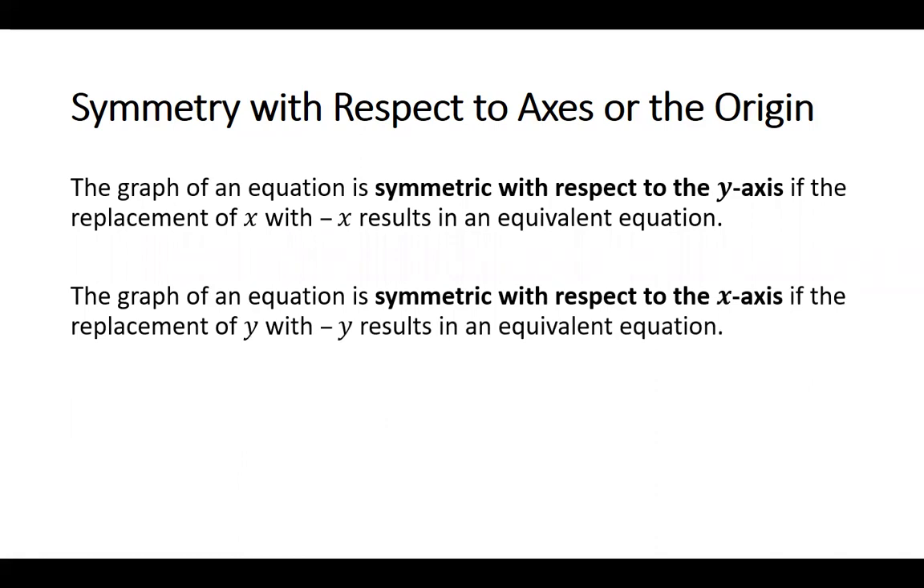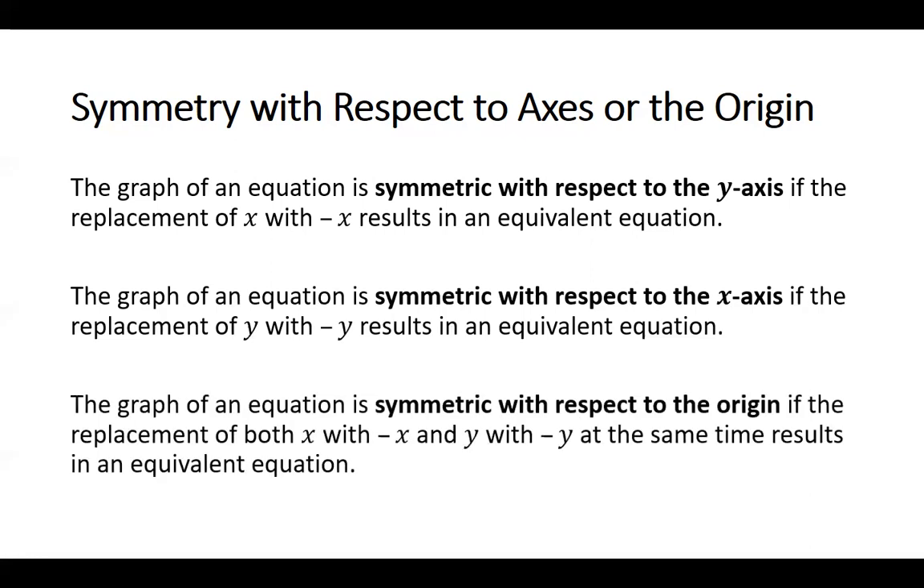The graph of an equation is symmetric with respect to the x-axis if the replacement of y with negative y results in an equivalent equation. So now if we take the output and then negate it and we get the same graph, then it's symmetric with respect to the x-axis. Again, that's a vertical thing. We've got mirroring vertically.